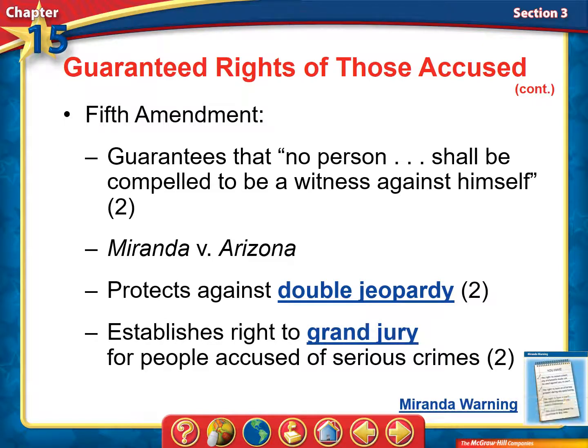This also establishes the right to a grand jury. That is a jury of your peers. A grand jury is a group of citizens that decide whether there is sufficient evidence to accuse someone of a crime.